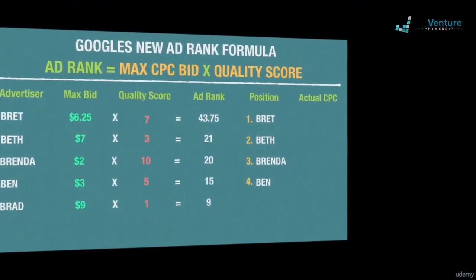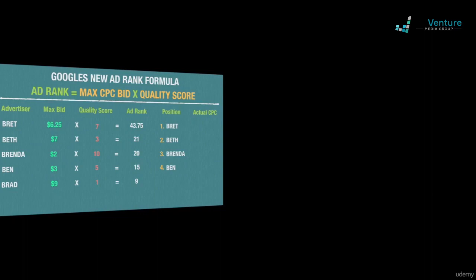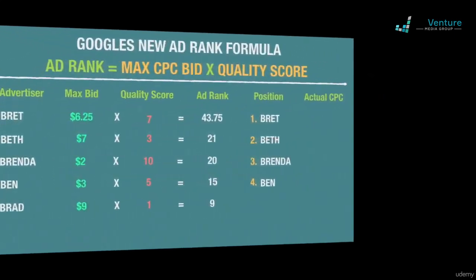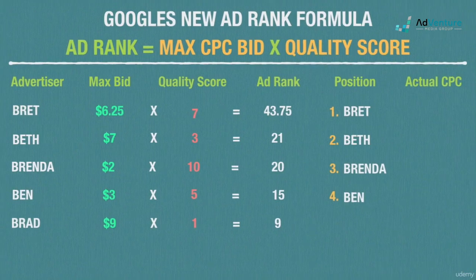From a mathematical perspective, as explained by Google's chief economist Hal Varian, you have P1, the price advertiser 1 has to pay, with Q1, that advertiser's quality score, and that's going to be just enough to beat B2, the bid of the advertiser below him, and Q2, the quality score of the advertiser below him. To solve this equation, you get P1 equals the ad rank of the advertiser below him, which is his bid multiplied by his quality score, divided by the quality score of advertiser 1. In other words, your actual cost per click is the ad rank to beat, or the ad rank of the advertiser right below you, divided by your quality score.